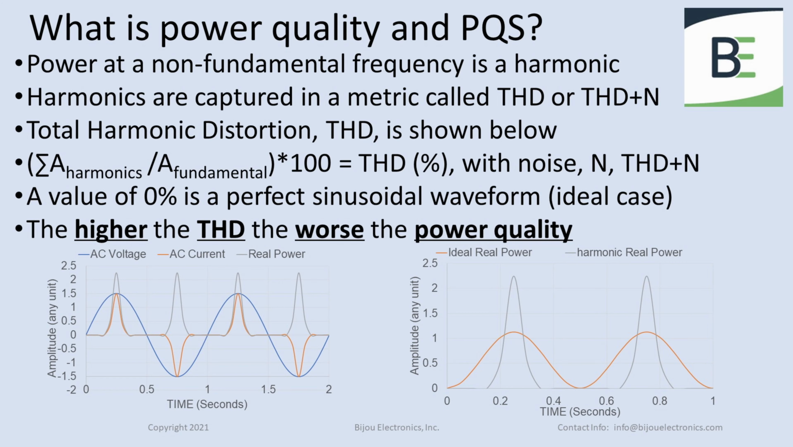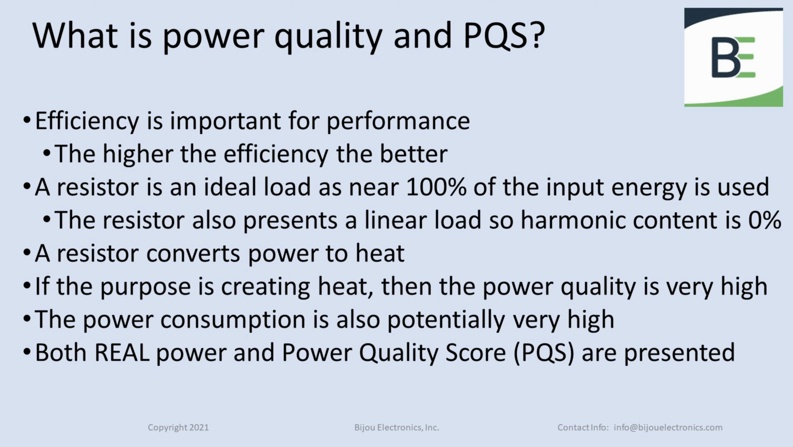The main takeaway is that the higher the THD, the worse the power quality. Efficiency is another important metric. The higher the efficiency, the better. Higher efficiency means more of the input power is supplied as output power, or power to do actual work.